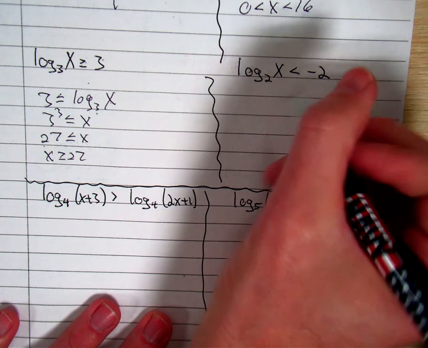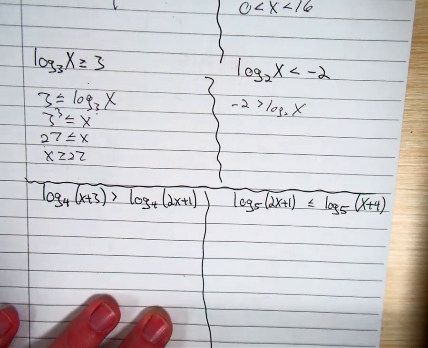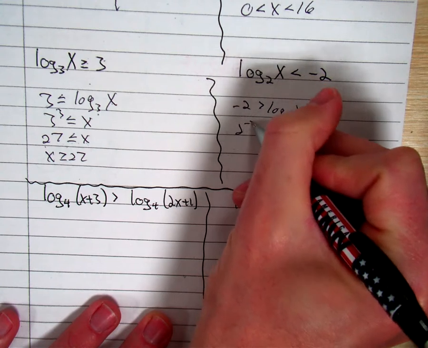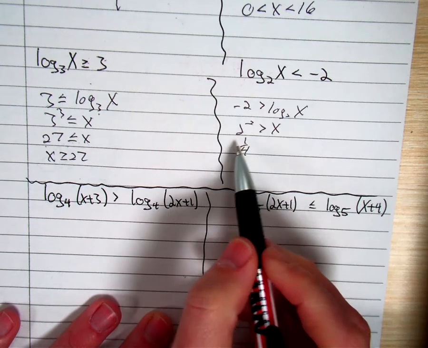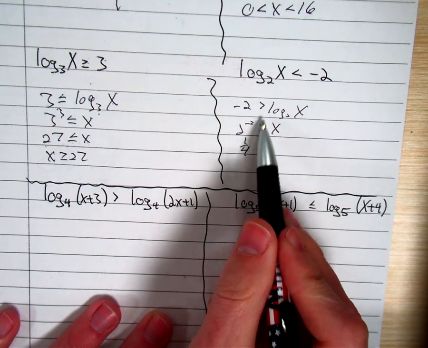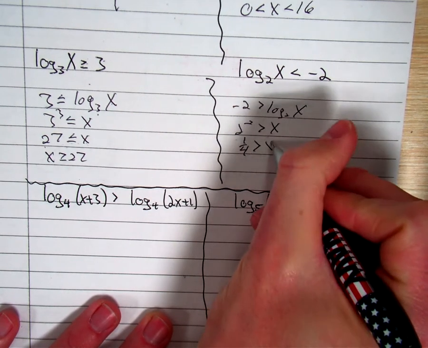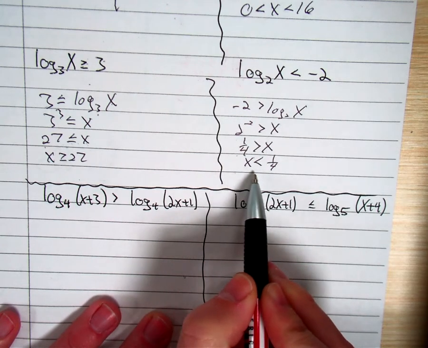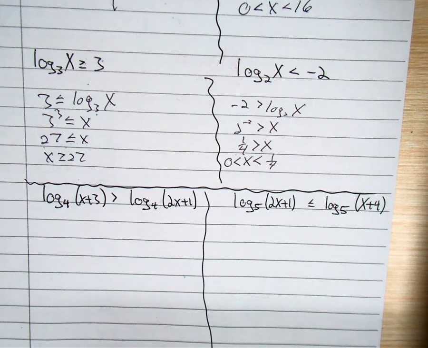Let's play it safe. Negative 2 greater than log base 2 of x. Alright. Negative 2 is the power of 2, greater than x. That's 1/4. Okay. 2 squared is 4. Negative, flip it upside down, 1/4 is greater than x. 1/4 is bigger than x, so that means x is less than 1/4. Alright, we also have to make sure we don't go negatives or 0. We're greater than 0 as well. So we're between 0 and 1/4.